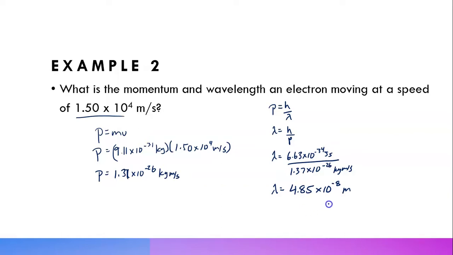Now, this is a little bit shorter, but this would in fact be within the UV range if it were light. But it's not light. It's not electromagnetic radiation. This is an electron.